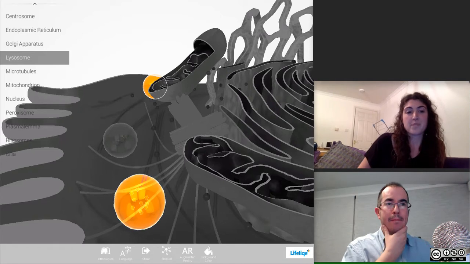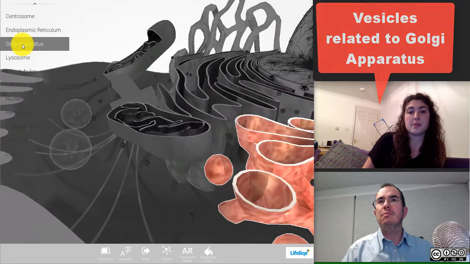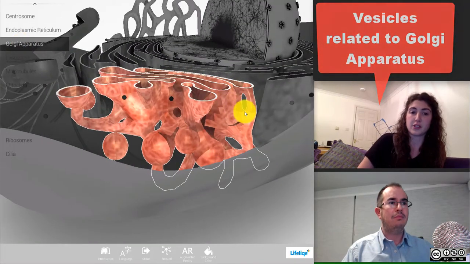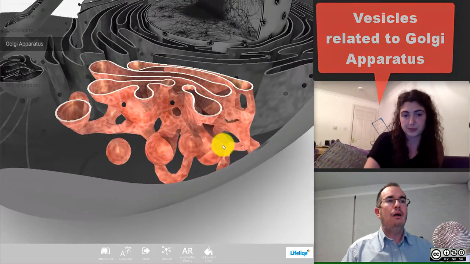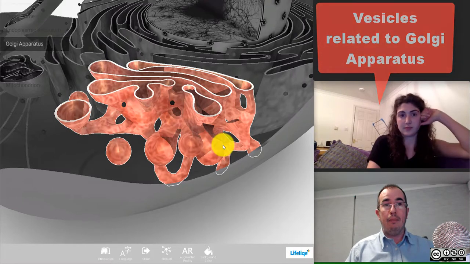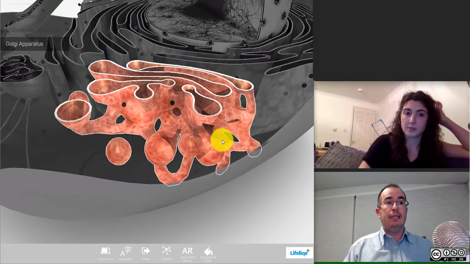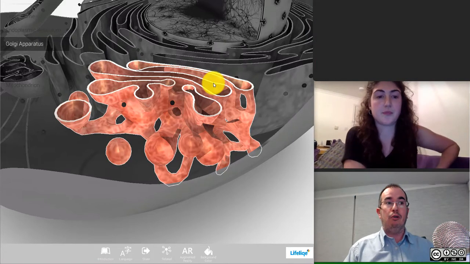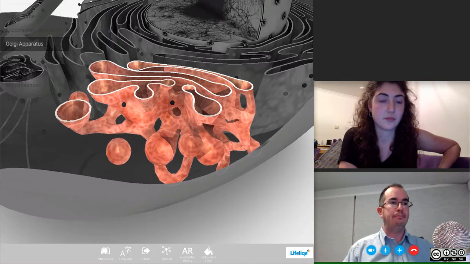Vale. Other vesicles related to the Golgi apparatus activity contain other types of substances and have different functions, such as storing substances and transporting them. Okay, so Golgi también lo que fai es almacenar sustancias y transportarlas. O sea, que también como el retículo endoplasmático que transporta de un lado a otro a la célula sustancias. Muy bien.